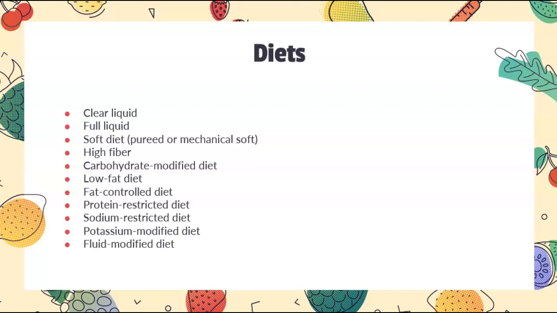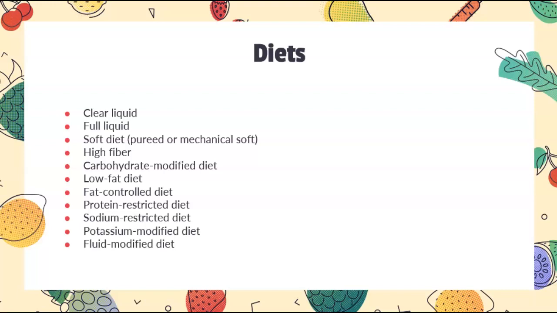Potassium modified diet. There can be an increased potassium, which can help control blood pressure. There can be decreased potassium used in renal disease and other kidney disease, because potassium is retained in renal failure. The kidneys can't filter out that potassium.